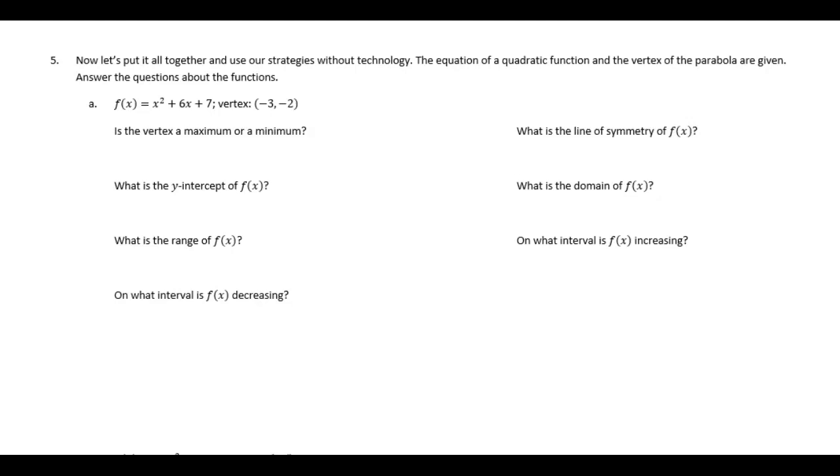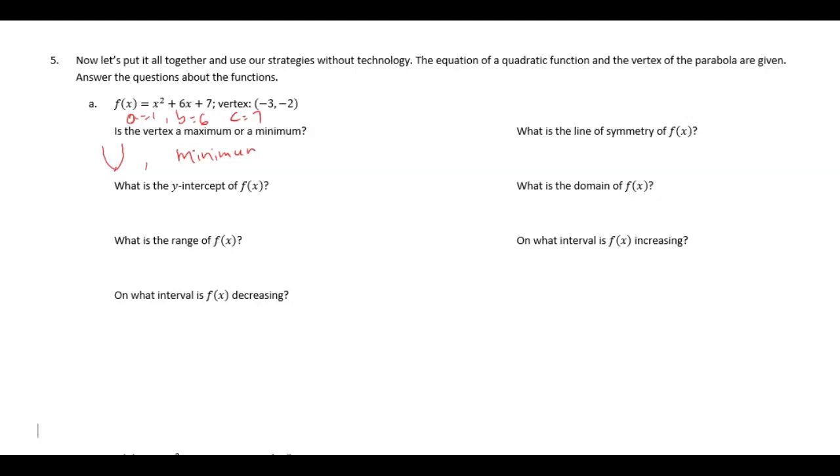To know if the vertex is a maximum or a minimum, I have to check the value of a. In this one we have a equals 1, b equals 6, and c equals 7. Is the vertex a maximum or a minimum? Because a is positive, the parabola is going to open up. That's what my parabola would look like if I were to graph this function. Since it opens up, my vertex is a minimum.